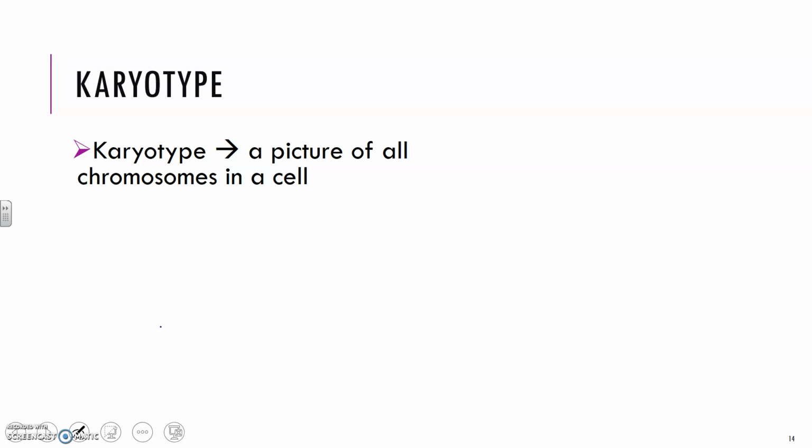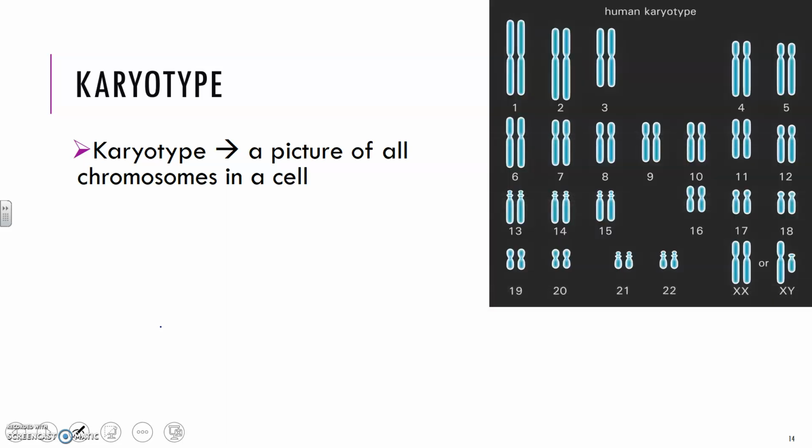All right, moving on to karyotype. We've talked about these briefly before, but a karyotype is a picture of all the chromosomes in a cell. This is kind of an idealistic view of what it would look like. It's not ever this clean and this certain, but basically, this is what a karyotype looks like.